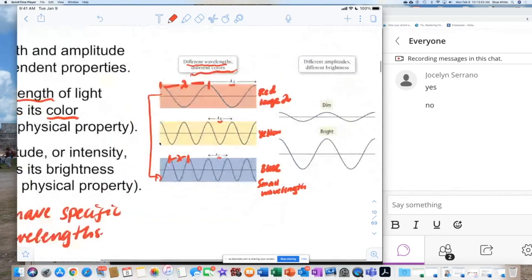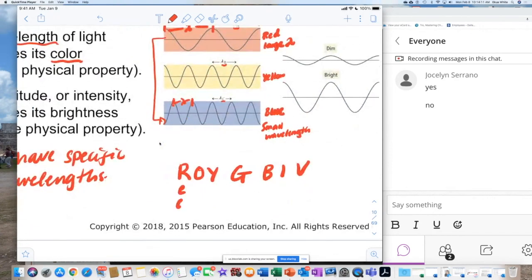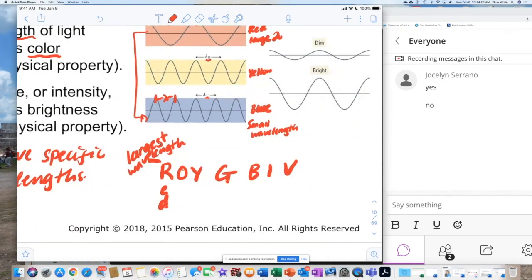Okay. So we'll talk about Roy G. Biv, but while we're here, Roy G. Biv is the order of the colors in the electromagnetic spectrum based on decreasing wavelengths. So red, which goes with Roy, the R part, has the largest wavelength of the colors. And then V, which goes with violet, has the smallest wavelength.